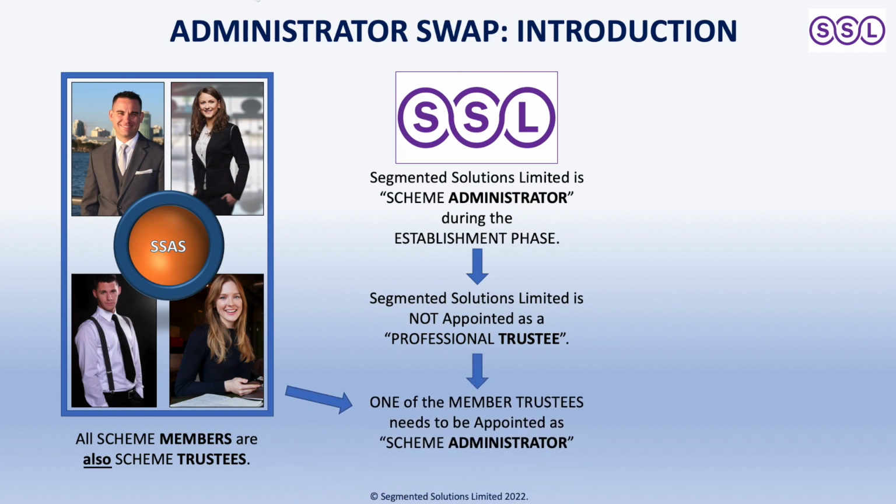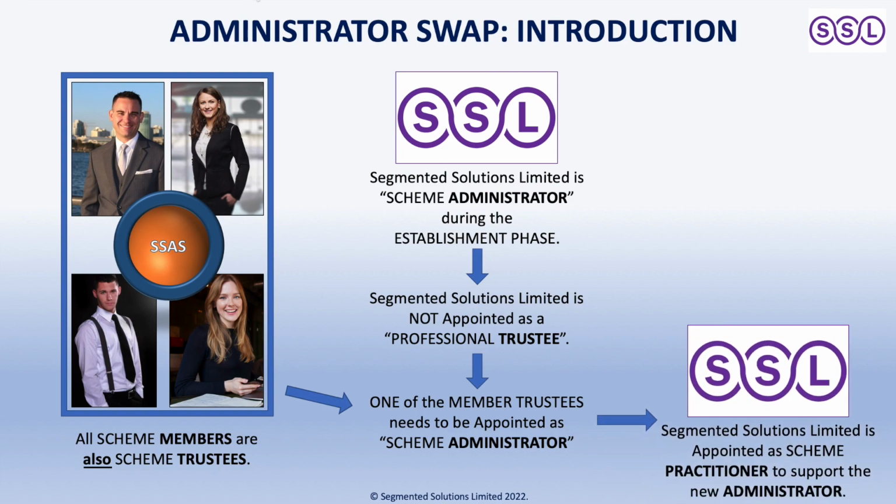And then one of the member trustees needs to be appointed as scheme administrator, and there's no ruling as to who it should be. It could be the eldest member, it could be the one who's deemed to be the main director at the sponsoring employer. It makes no difference as long as one individual is happy to be put forward. Segmented Solutions will then be appointed as practitioners to provide technical support to this new administrator. And we provide HMRC reporting each year, technical support, compliance and banking. Basically, we're here for the long term.